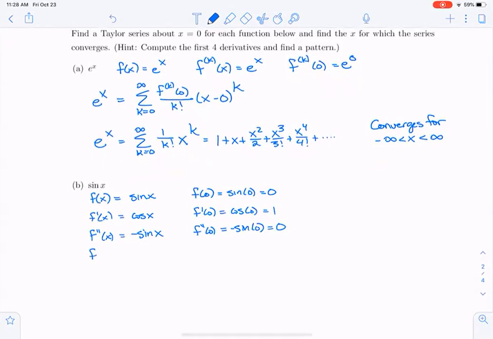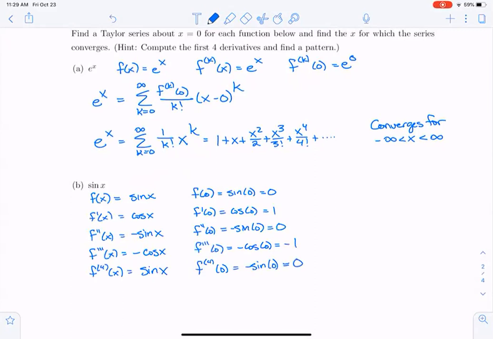The third derivative at x is going to be negative cosine x, just taking another derivative. So the third derivative at 0 is going to be negative cosine of 0. So that's a -1. And then the fourth derivative of x is going to be, the derivative of negative cosine x is sine x. And so the fourth derivative at 0 is negative sine of 0, which is 0.